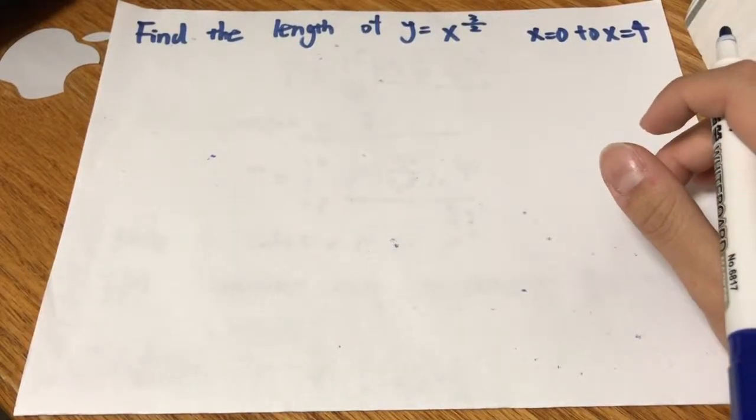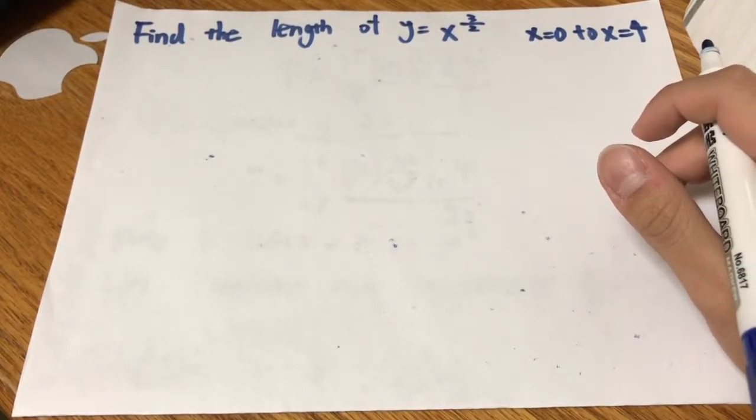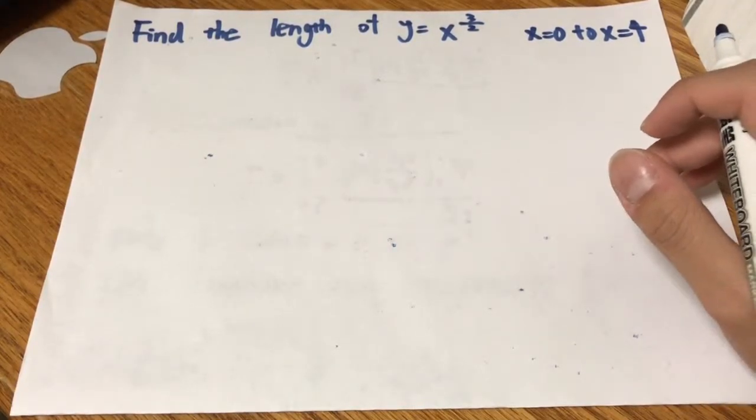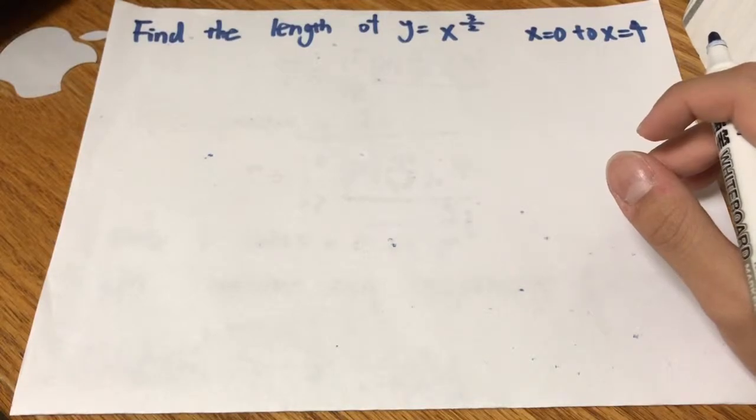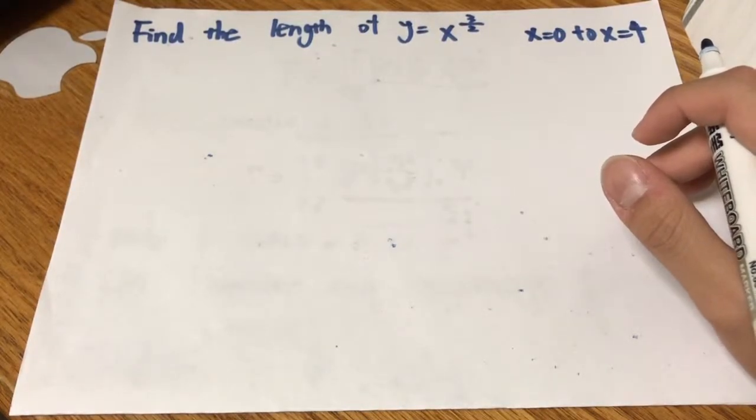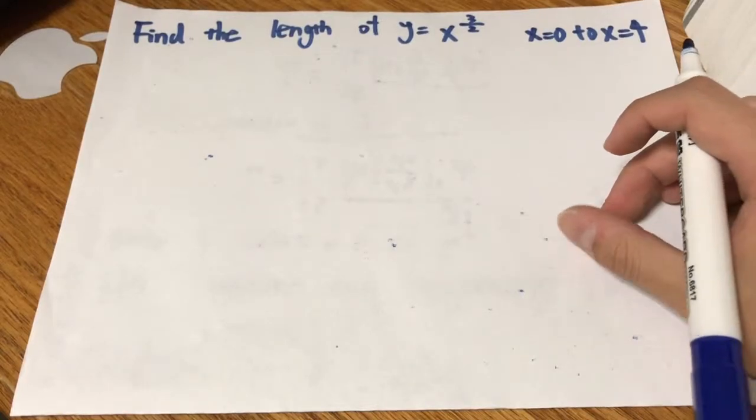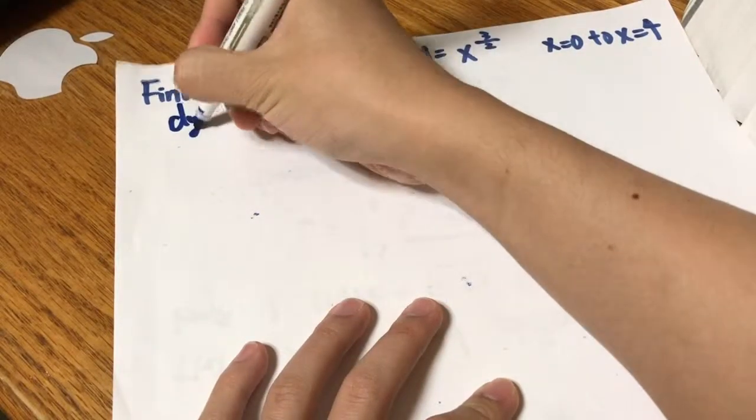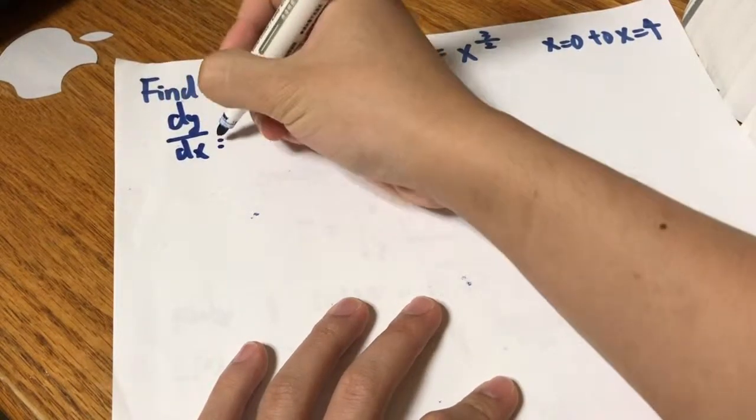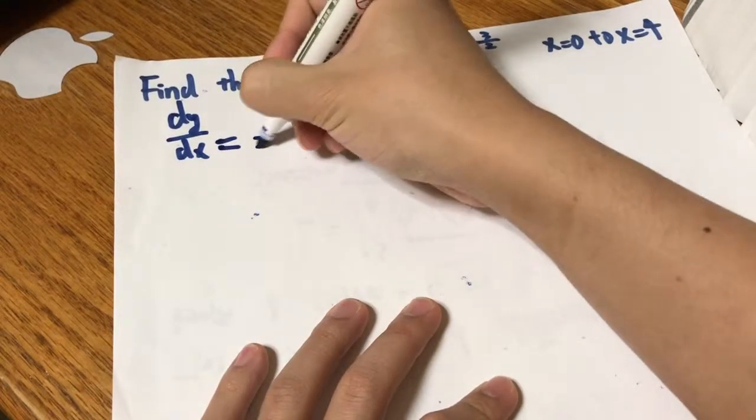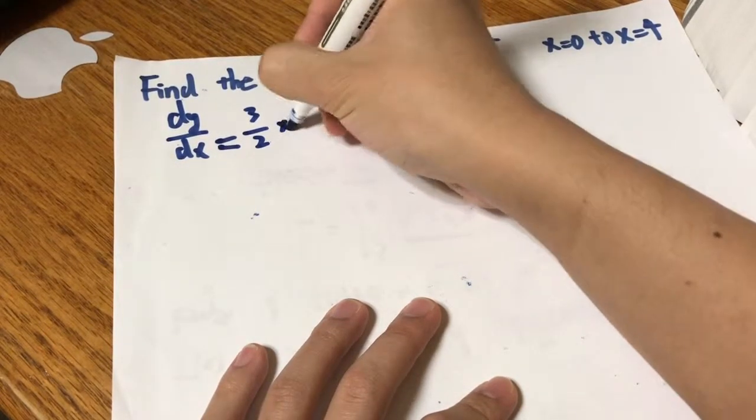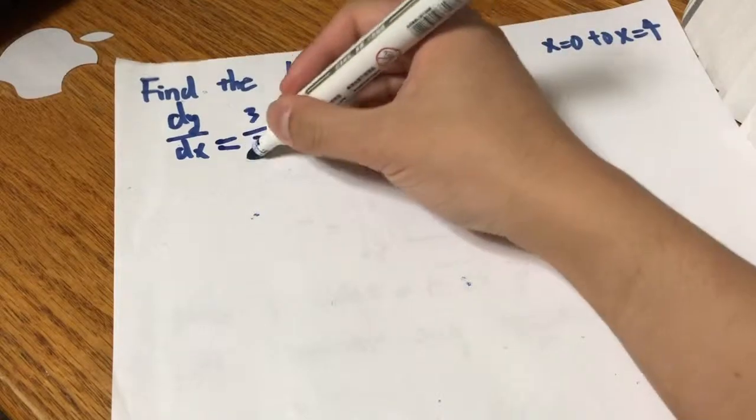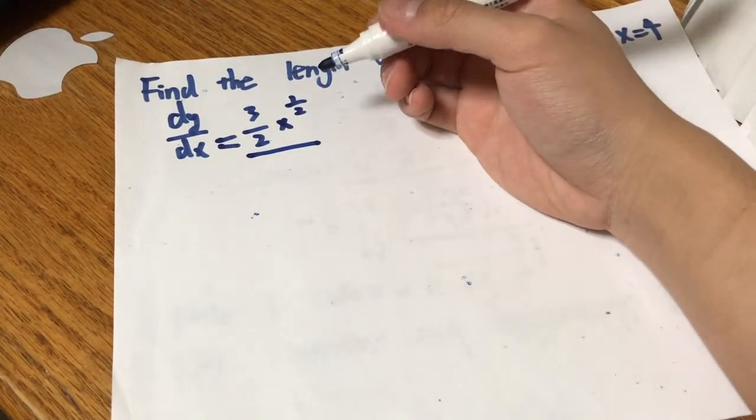So now let's do a question regarding the length of a curve. The question states: find the length of the curve y equals x to the power of 3 over 2 from the point x equals 0 to x equals 4. So the first thing we should do is to find the first derivative of the function. So this one is easy, right? The dy over dx will just be 3 over 2 x to the power of 1 over 2. This is just some simple derivative problem.